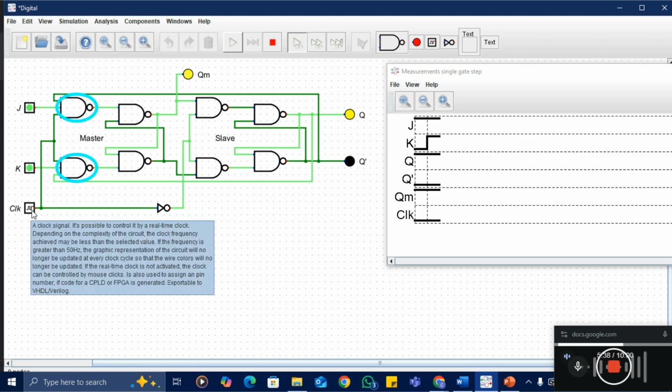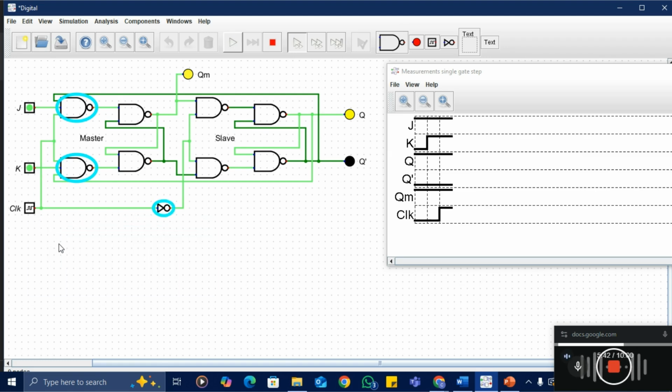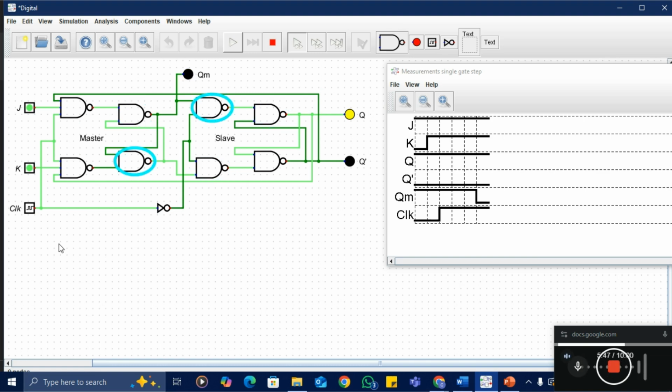Now I'm giving clock as 1. So what happens, you see? This becomes 0. That means it is toggling. You can see the state diagram also. When the clock is high, Q stays high because the slave is inactive and it is maintaining the memory state. Previously it was 1, that's why it is maintaining the memory state. But QM becomes 0, because previously it was 1 and now it is toggling to 0.